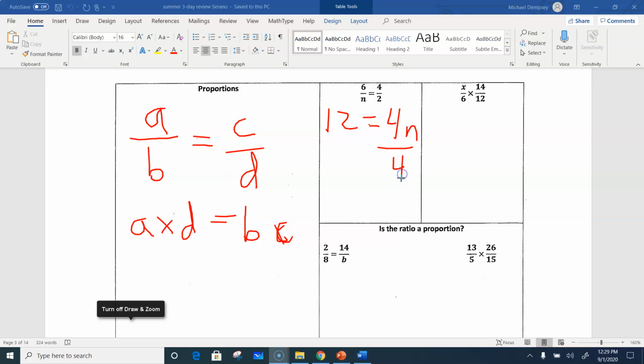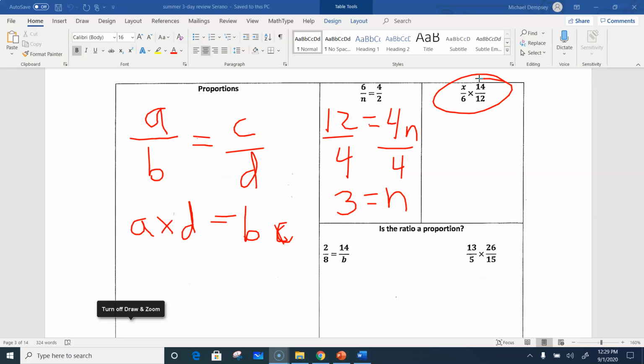And now, like we had on a previous page, we just divide both sides by 4 to solve and find that n is equal to 3. And you'll see that that would be true. 6 divided by 3 is 2. 4 divided by 2 is also 2. Okay? Try this one on your own and let's see how we do.